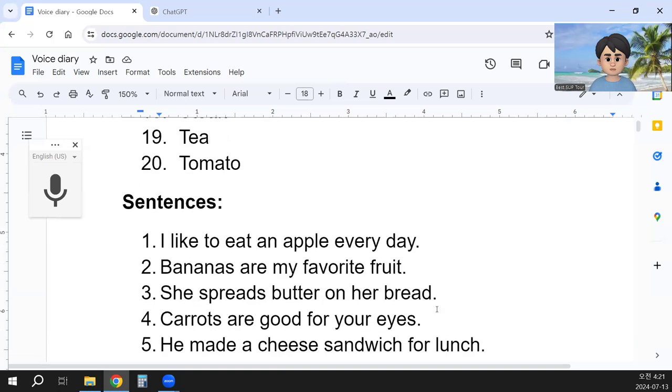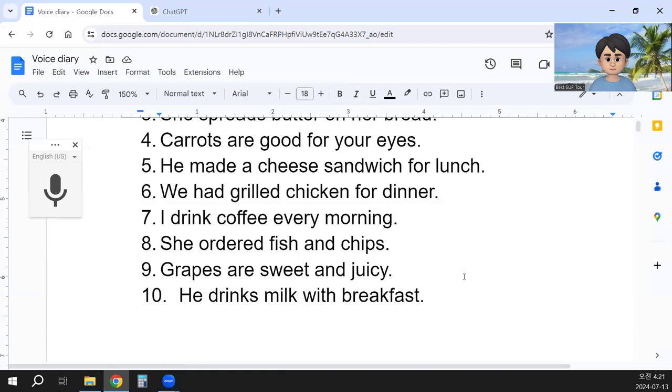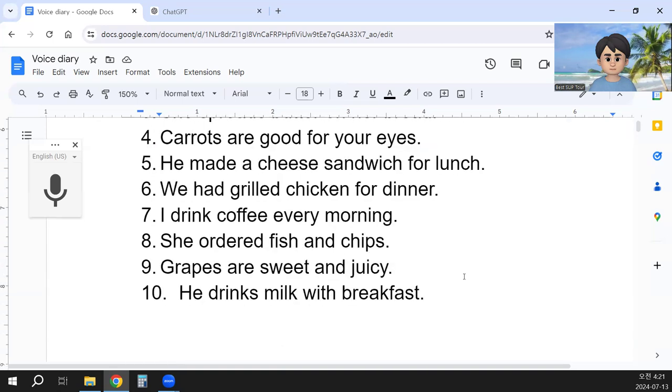Sentences: I like to eat an apple every day. Bananas are my favorite fruit. She spreads butter on her bread. Carrots are good for your eyes. He made a cheese sandwich for lunch. We had grilled chicken for dinner. I drink coffee every morning. She ordered fish and chips. Grapes are sweet and juicy. He drinks milk with breakfast.